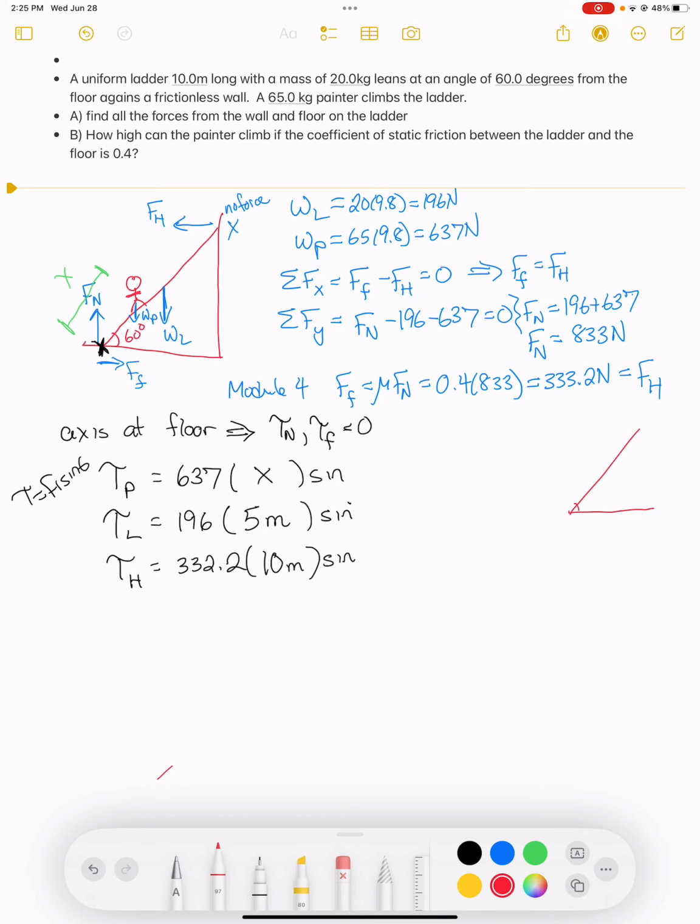So I've got the ladder at 60 degrees to the floor, and I've got 2 forces that are acting straight down, the weight of the painter and the weight of the ladder. And I've got 1 force that's acting back horizontally. And what do I need to find the angle with? I need to find the angle that those are from the ladder, which is my diagonal line there.